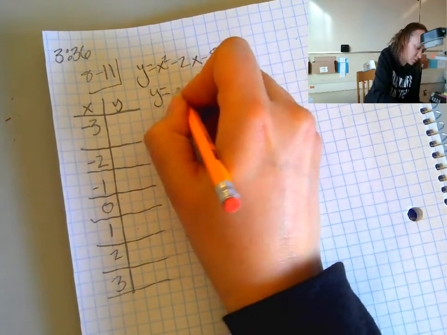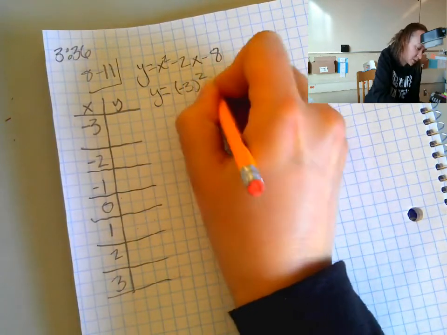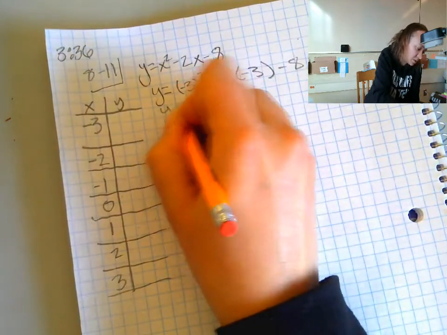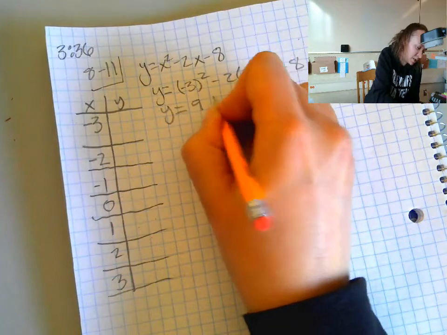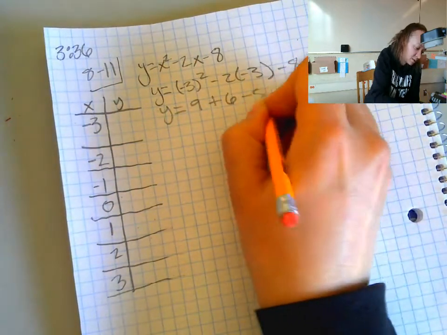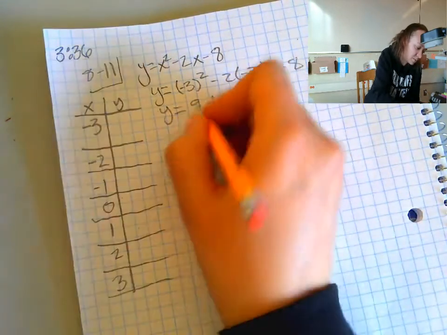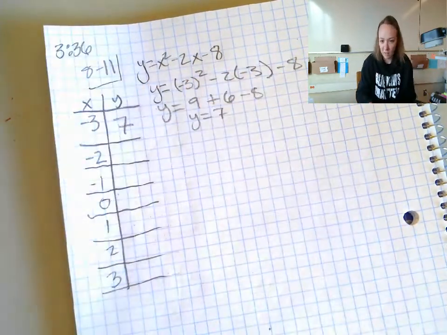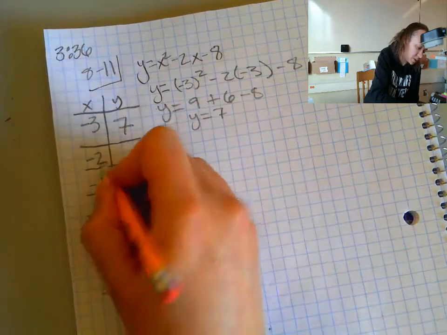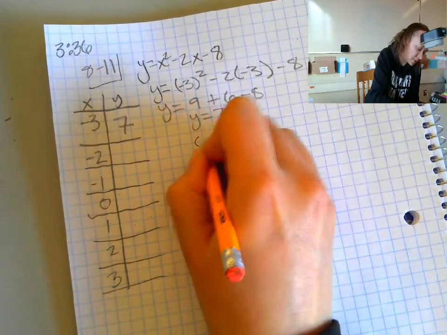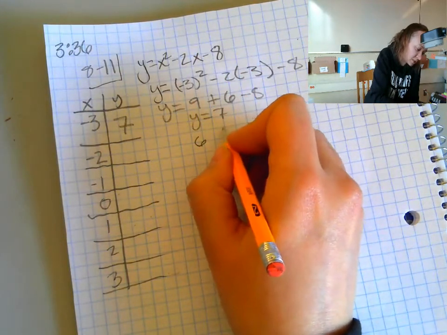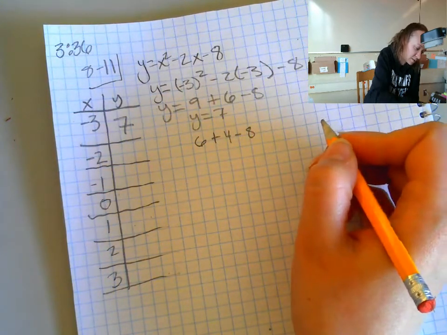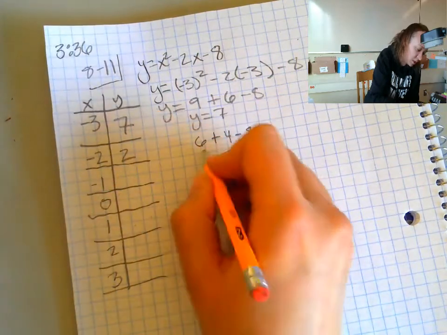And so then I'm going to evaluate my rule for each input. So y equals -3 squared minus 2 times -3 minus 8. So that would be 9 plus 6 minus 8. So that would be 7. And then I'm going to keep going like that. So -2 squared would be 4. -2 times -2 would be +4. Minus 8, so that would be 0.